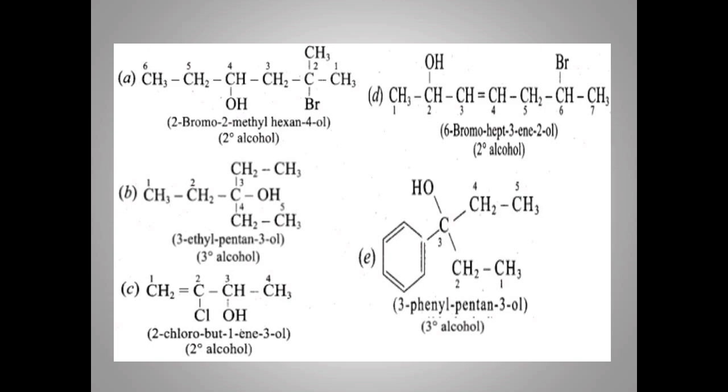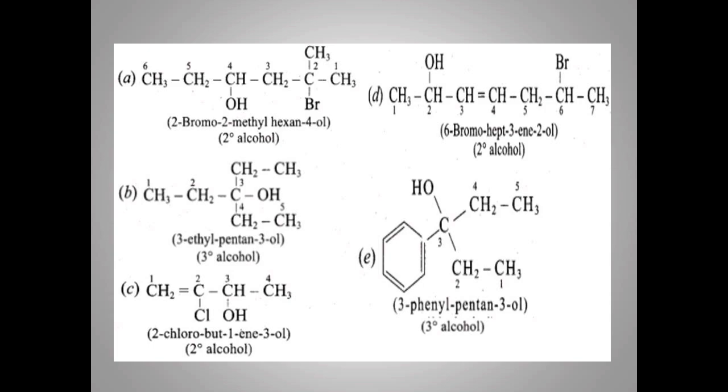Next one, it contains 5 carbons, that is indicated in numbers. So 5 carbon means pent and single bond ane, and the 3rd carbon possesses ethyl, so 3-ethylpentan-3-ol. In C, there are 4 carbons indicated by 4, 1 2 3 4. In the first carbon there is a double bond, the 2nd carbon possesses Cl, the 3rd carbon possesses OH, so the name of this compound is 4 carbon but.